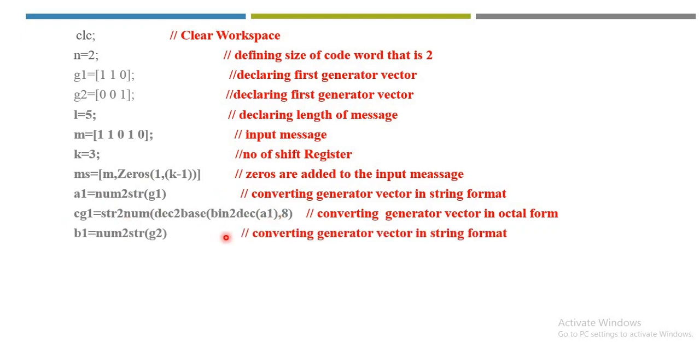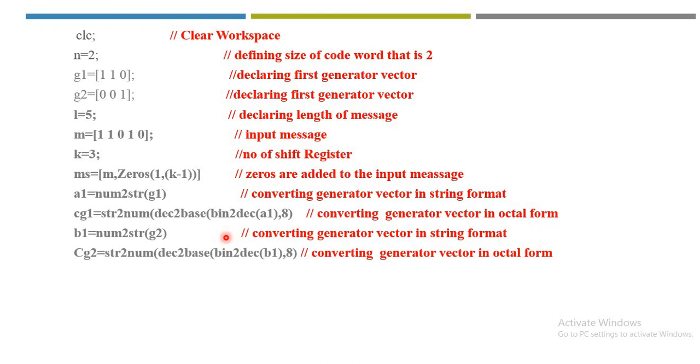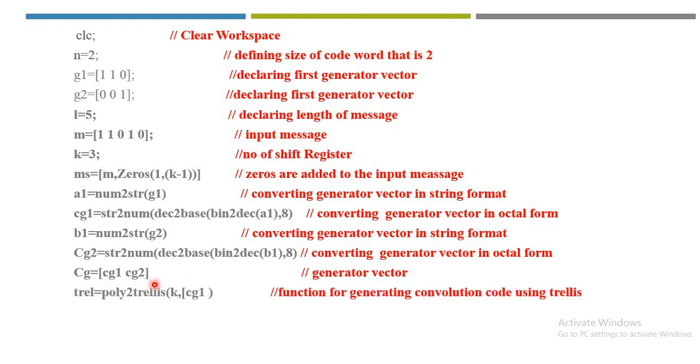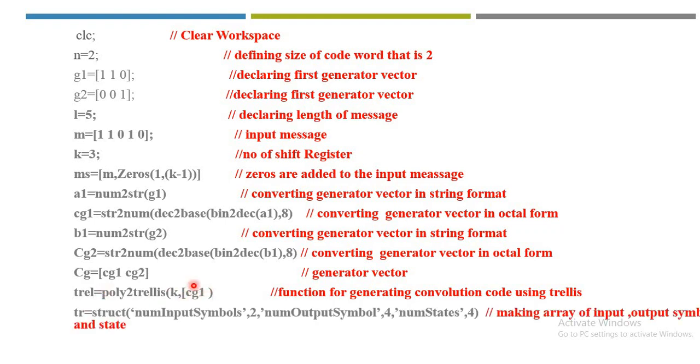Similarly it is applied for the second generator vector, and then G1 is equal to CG1 and CG2. This is the final generator vector which we are using in the trellis function. So poly to trellis is a function which is used for generating the trellis diagram or for generating the convolution code. K is the number of shift registers, and CG indicates the value of the generator vectors. Here TR is equal to struct.